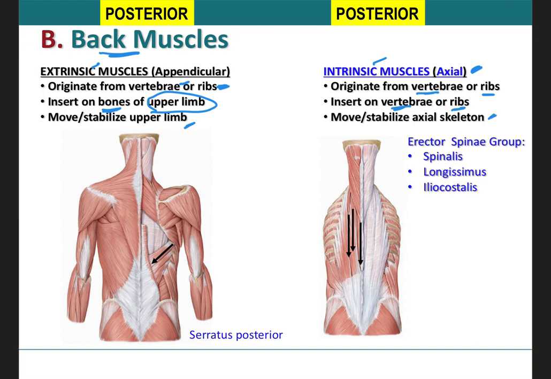The one that we want to focus on is what we call the erector spinae group. Why is it a group? Because it's made up of three different muscles. These are going to be the spinalis, the longissimus, and the iliocostalis.